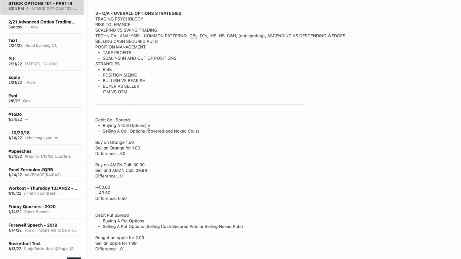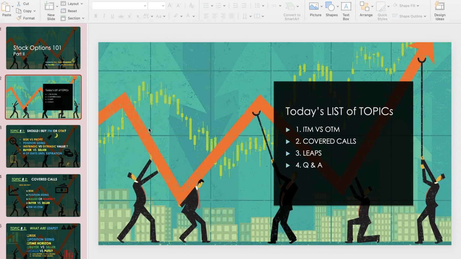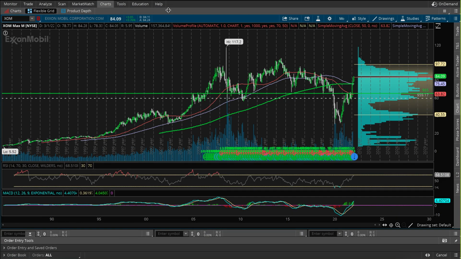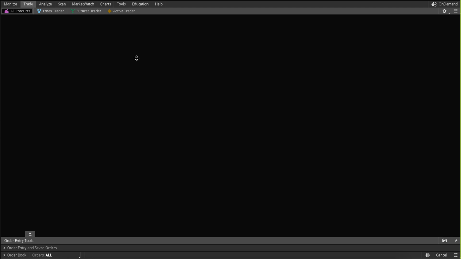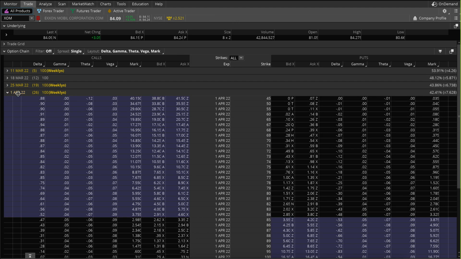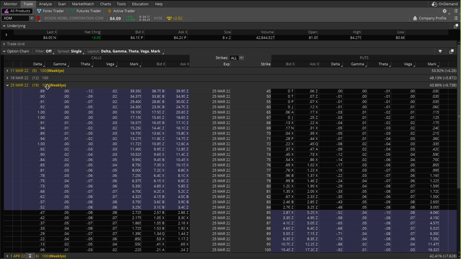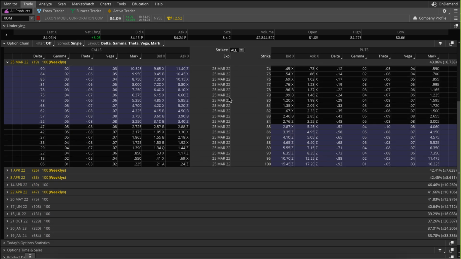All right, so let's draw up a scenario. Let's pull this one up. If you're not familiar with Thinkorswim, whenever you want to buy or sell an option, you go to trade, and you pick your expiration date. Let's pick something like 25 March 22. Then pick a strike price, of course.